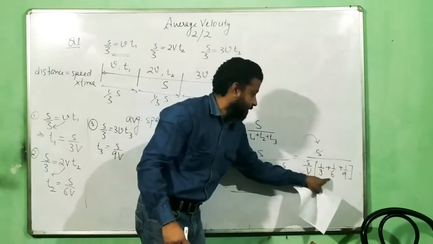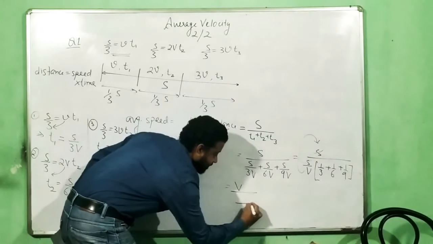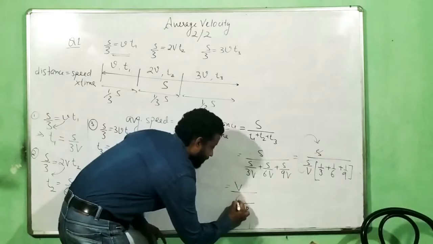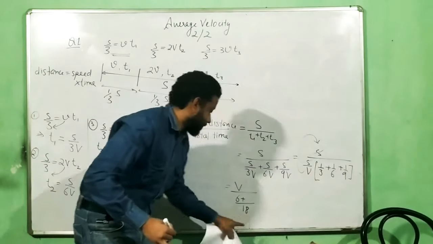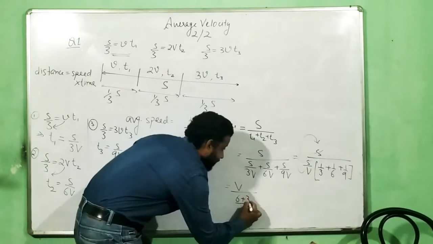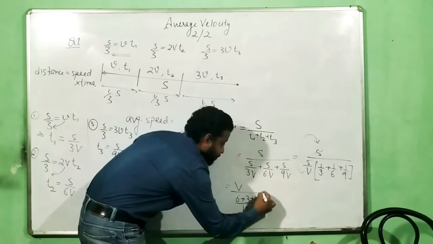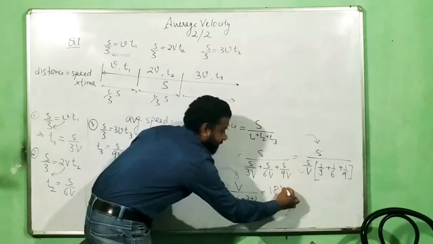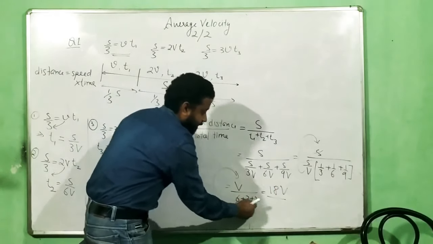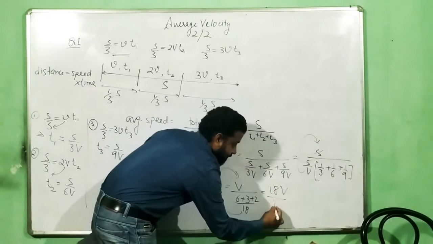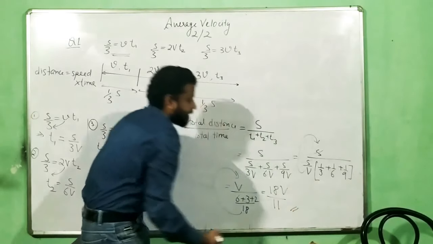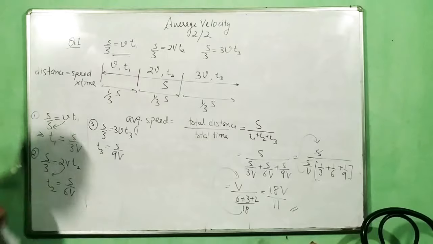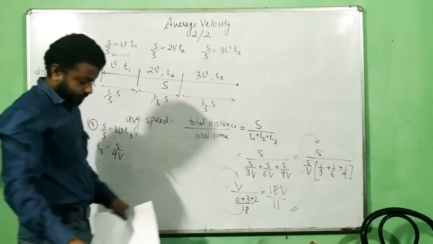What is the LCM of 3, 6 and 9? The LCM is 18. 3 sixes are 18, so this becomes 6. 6 threes are 18, so this becomes 3. 9 twos are 18, so this becomes 2. And then this 18 will go at the top, so it becomes 18v divided by 6 plus 3 plus 2, that is 11. So this is your final answer, 18v by 11. Okay, so this is how we do the calculation.